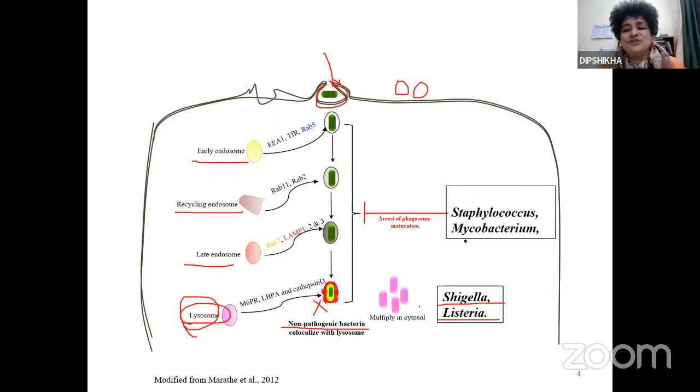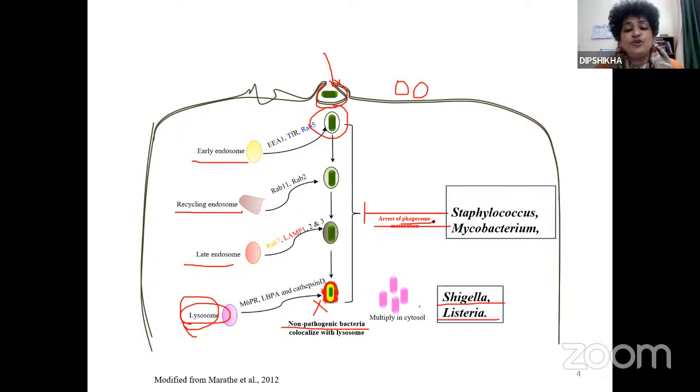I will not get into the details of why this is so, but you just take my word for it. This, you call it as acid-fast. Now, what they do is they come in this kind of a vacuole, and instead of being targeted all the way by the lysosome, where the pH will go down, they arrest the phagosome.